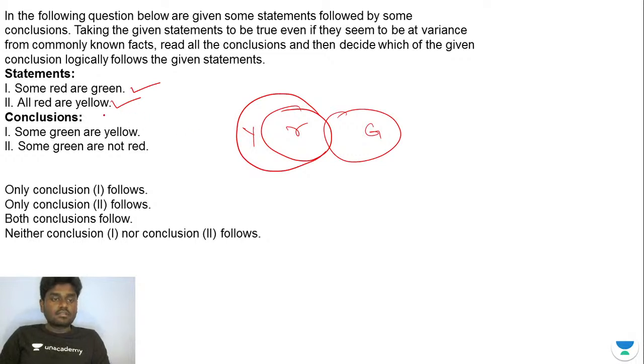And let's go for the conclusions here. If you go for the very first conclusion, you need to see whether the conclusion is true or false. Come on, get me the right option out of the given 4, guys. That is, you have some green are yellow and some green are not red.